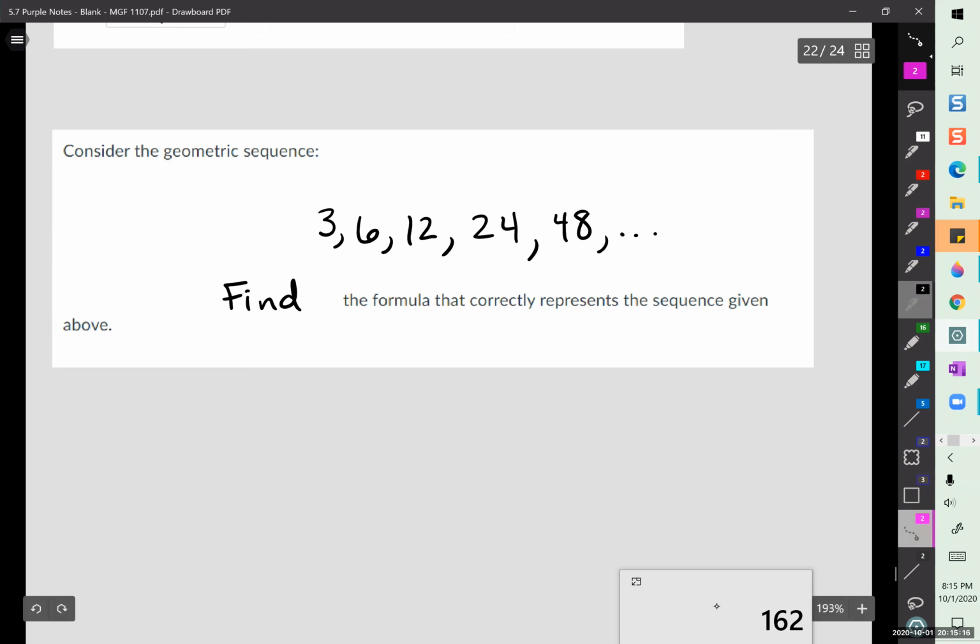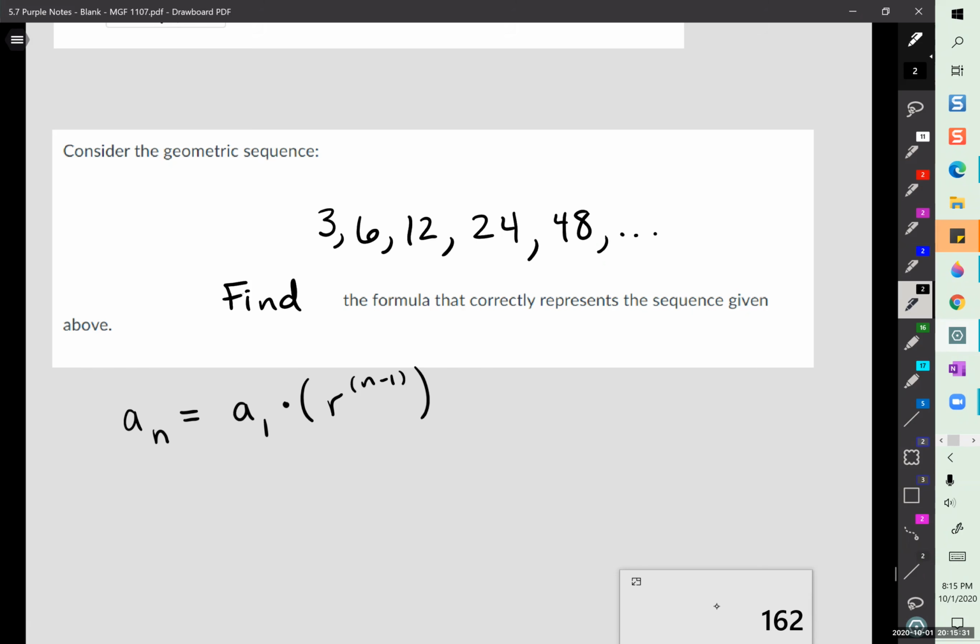Now we've been given a sequence. Can we find the formula? I'll write down the relevant formula. Definitely make sure these are included in your note sheet. So here the variable n is in the exponent.